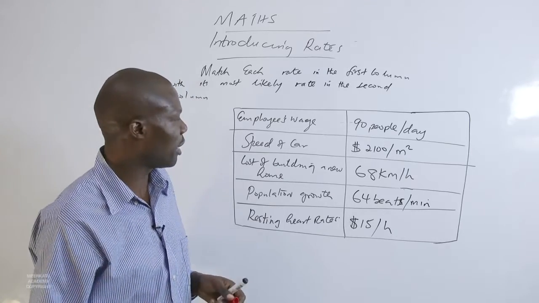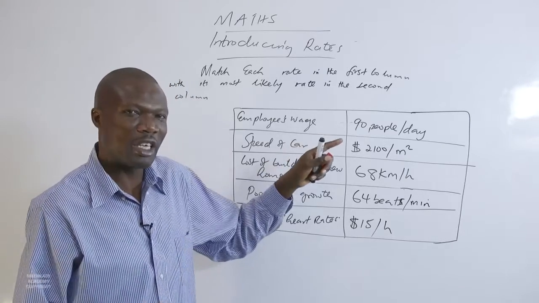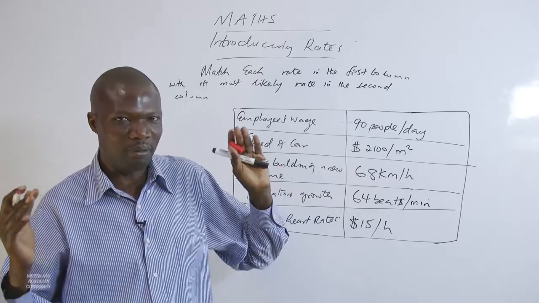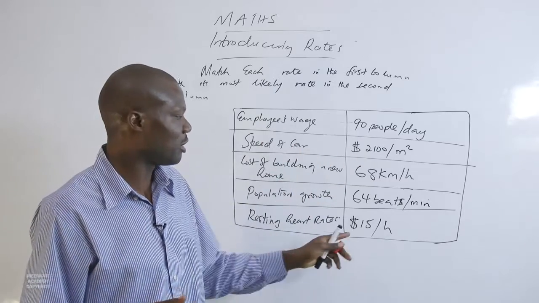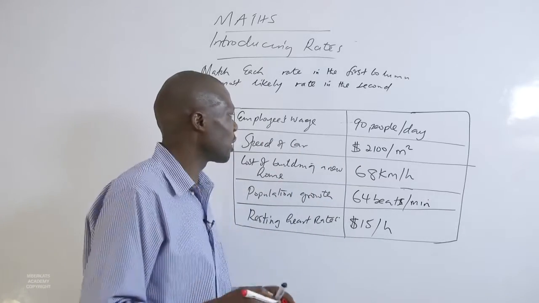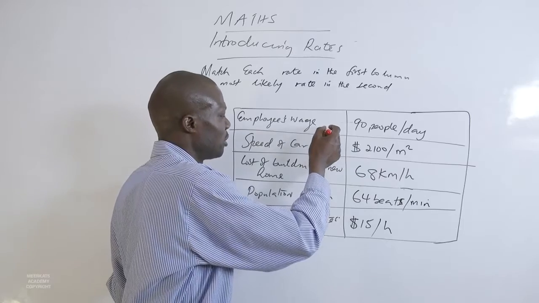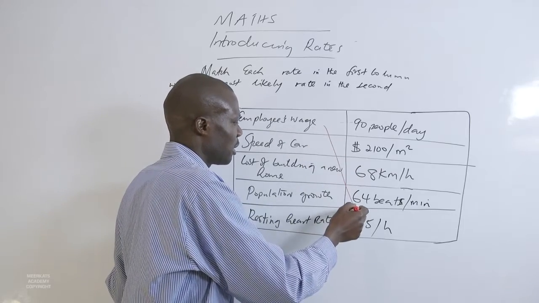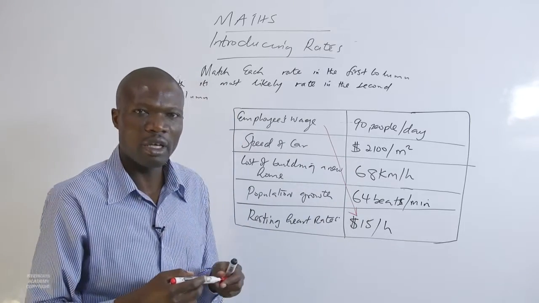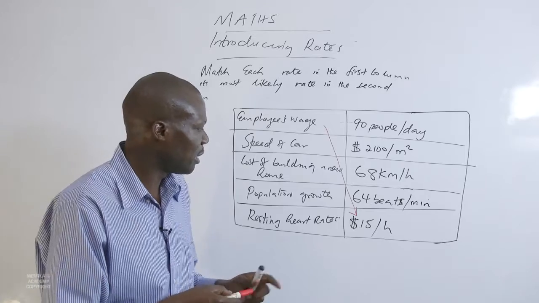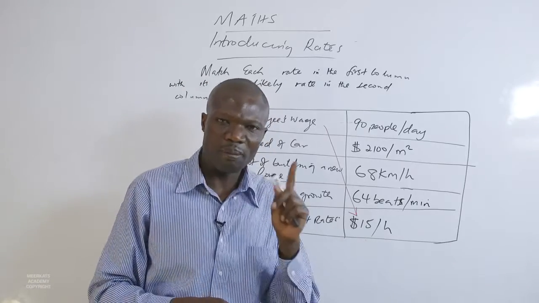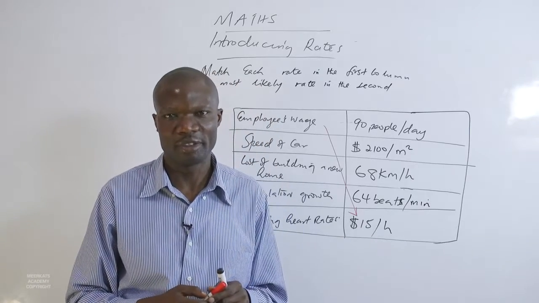So you should have realized that the only one which is telling us dollars per time is $15 per hour. So you can say that employee's wage, you see that arrow, is rated at $15 per hour, right?